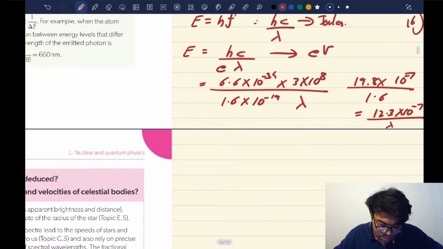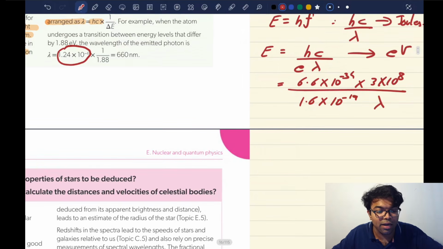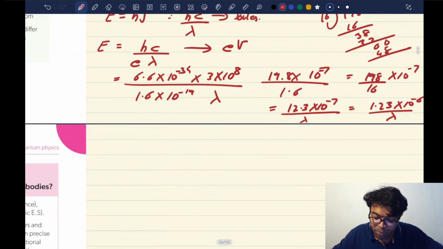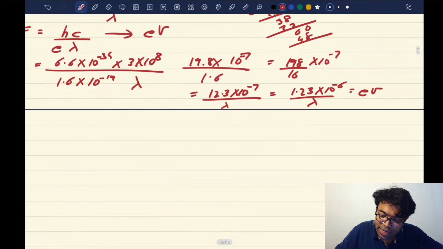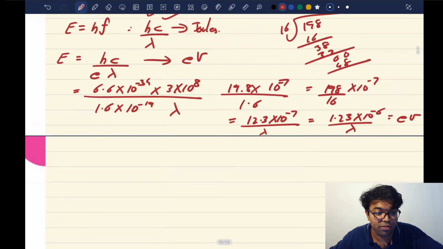Okay, so you can remember this. This is the same thing that they have given here, 1.24. They have basically rounded it off. I got 1.23 something something, so they rounded it off to 1.24. Okay, so this is the energy in electron volts. You should remember this number so that your calculations become faster.